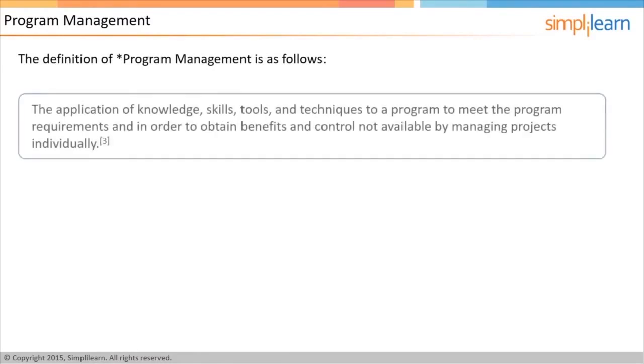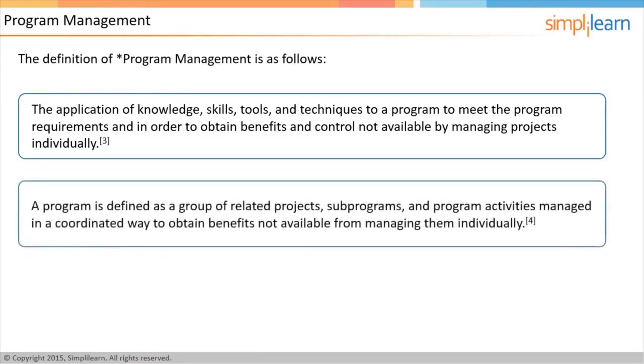Program management is defined as the application of knowledge, skills, tools, and techniques to a program to meet the program requirements and to obtain benefits and control not available by managing projects individually. As defined in PMBOK Guide, a program is a group of related projects, which when managed as a group in a coordinated fashion, provides benefits and control that are not available while managing them individually. These benefits could be from decreased risk, economies of scale, improved management of dependencies, delivery of additional capabilities, optimal utilization of shared resources, and so on. Let us now learn the various features of program management.